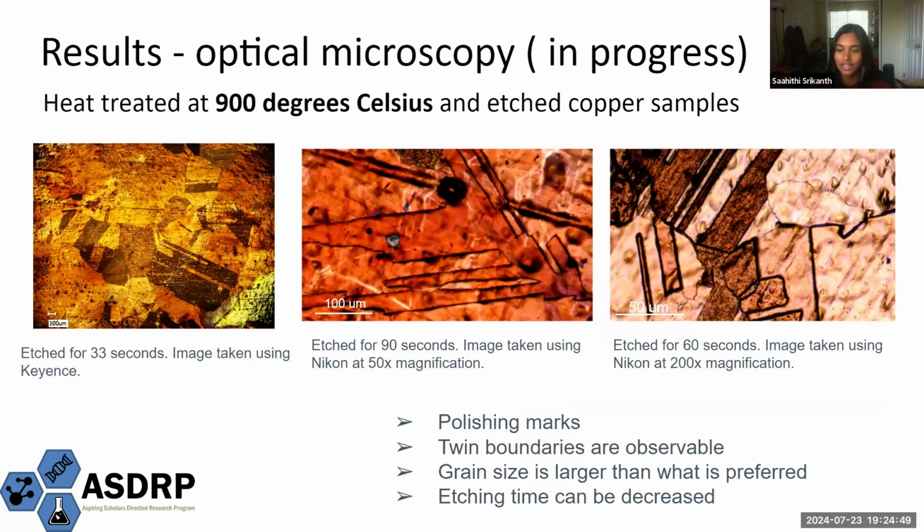Before heat treatment, the size of the copper grains were too small to observe under an optical microscope, so heat treatment was implemented. The first heat treatment was at 900 degrees Celsius. After repolishing, the copper samples were etched for 33, 60, and 90 seconds. Grains and twin boundaries were visible under the Nikon and Keyence. The straight lines seen in the images are a clear characteristic of twins. However, there were polishing marks on the samples and some areas indicated over-etching. The twins were also slightly larger than 100 microns, making them less compatible with an AFM.